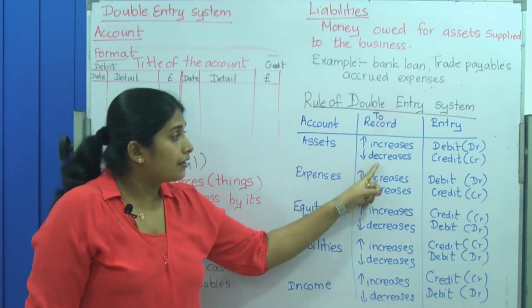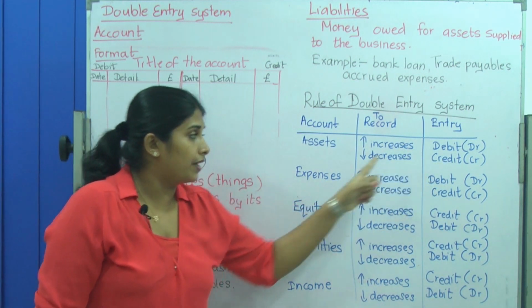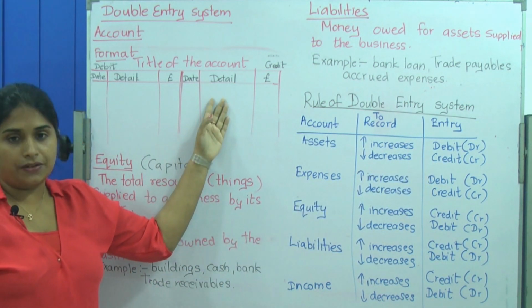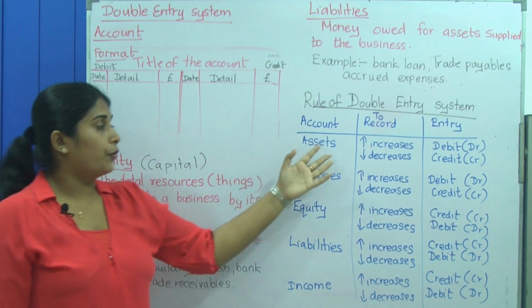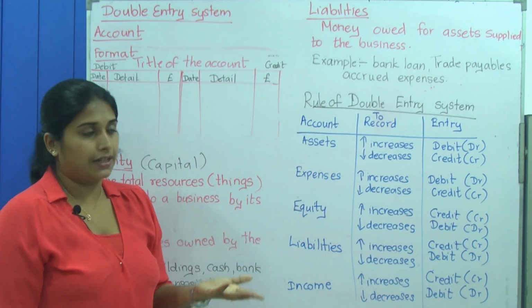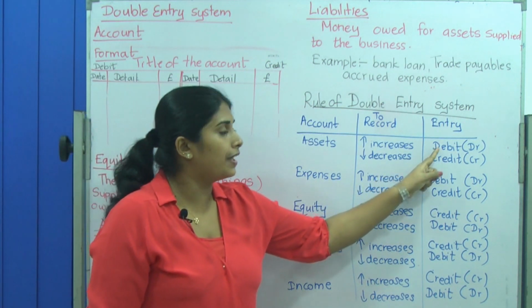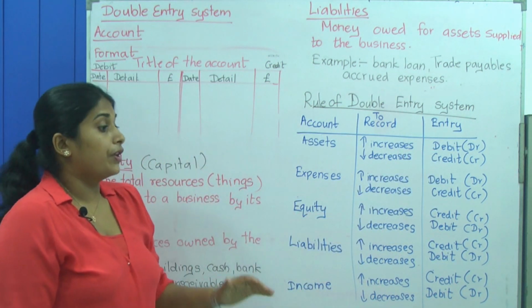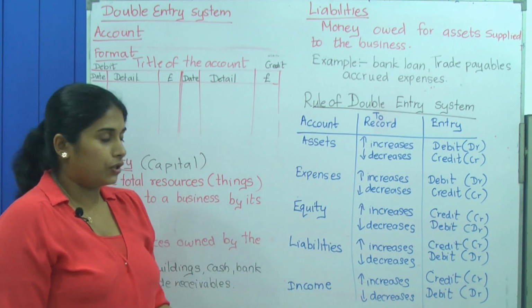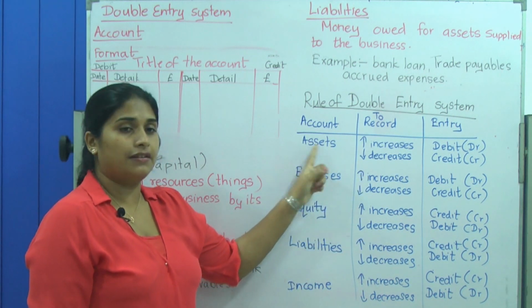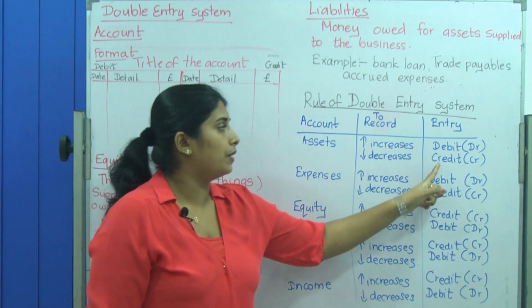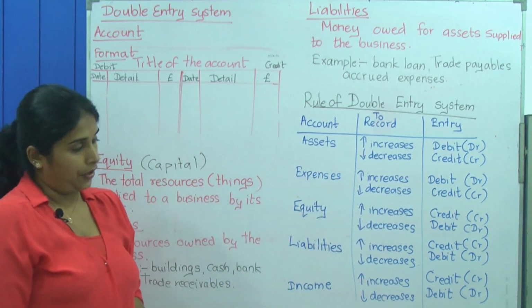If assets are decreasing, it will be written on the credit side. That means the right side of the account. For example, if you purchase a motor vehicle, it is an asset. So the motor vehicle asset increases, so you will debit the motor vehicle account. If you sold the machinery that you have been using, then it decreases the assets, so it will be credited to the machinery account.